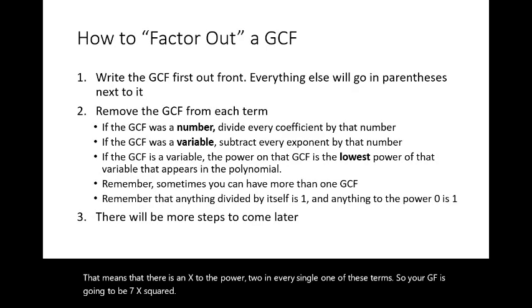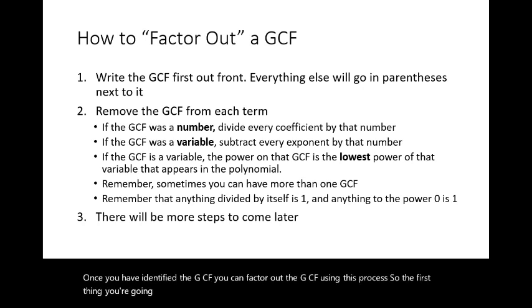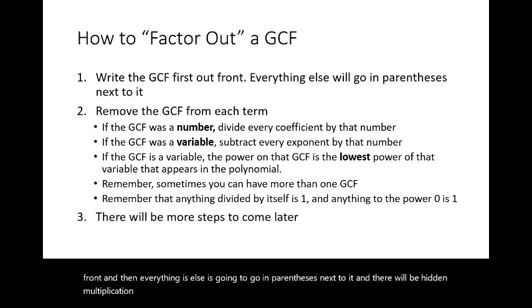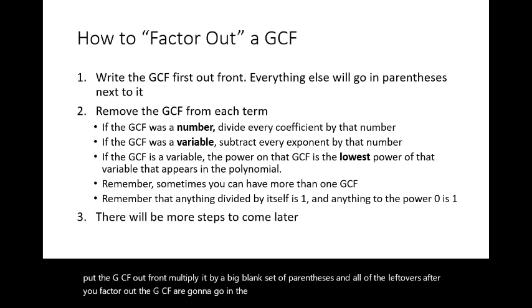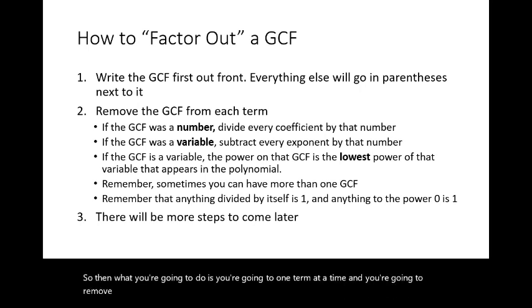Now, once you have identified the GCF, you can factor out the GCF using this process. So the first thing you're going to do is, after identifying what the GCF is, you're going to write the GCF out front. And then everything else is going to go in parentheses next to it, and there will be hidden multiplication between your greatest common factor and the parentheses. So you're going to put the GCF out front, multiply it by a big blank set of parentheses, and all of the leftovers after you factor out the GCF are going to go in the parentheses. So then what you're going to do is you're going to go one term at a time, and you're going to remove the GCF from each term.